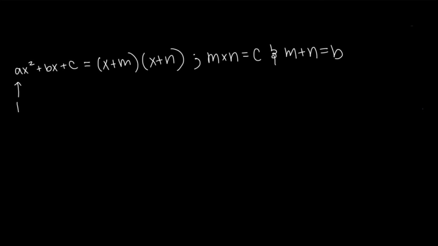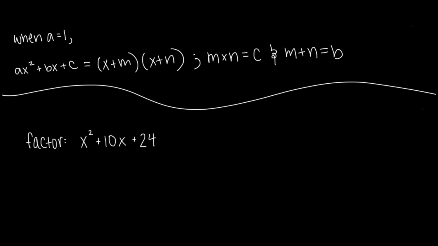So this can basically be summed up by the following. When a equals 1, ax squared plus bx plus c can be equal to x plus m times x plus n if m times n is equal to c and m plus n is equal to b. Now that we have our basic rule, let's go on to some practice problems.